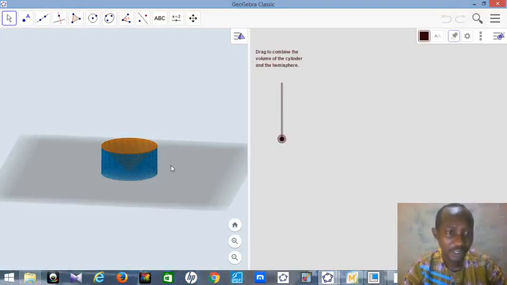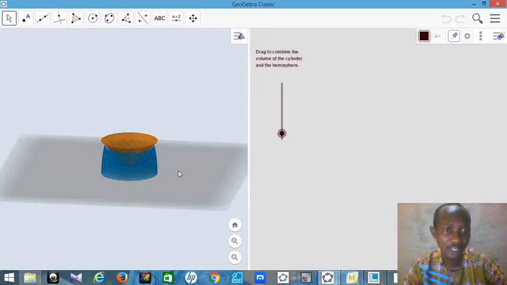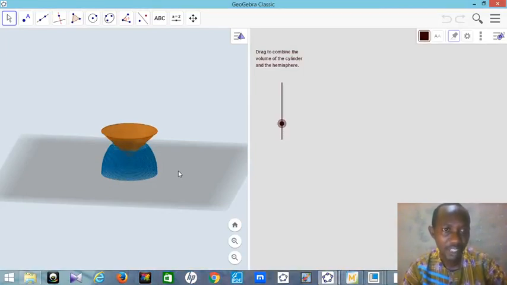If you do the reverse now, if you subtract a cone out of a cylinder, like what I'm doing now, I'm removing this cone out of this cylinder, you see it's going to give me a hemisphere. So with this idea, we can derive the volume of a sphere, and also we can use it to derive the surface area of a sphere.